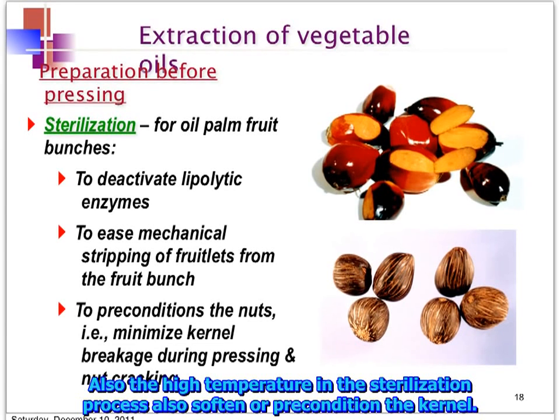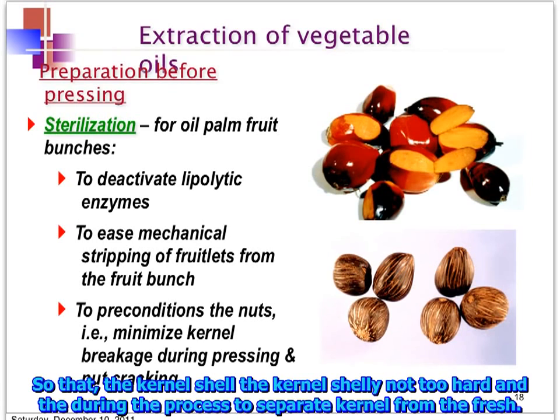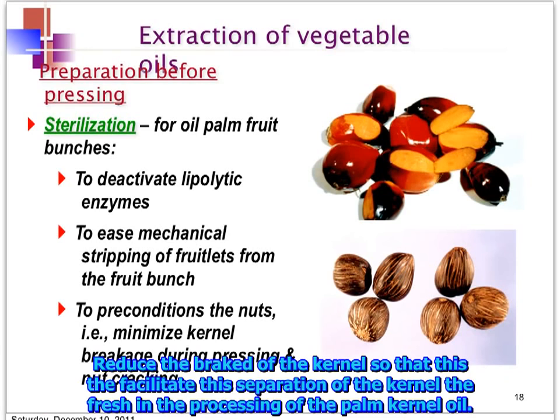Also, the high temperature in the sterilization process will soften or precondition the kernel, so that the kernel shell is not too hard. During the process to separate the kernel from the flesh, it will reduce the breakage of the kernel, so that this will facilitate the separation of the kernel from the flesh in the processing of the palm kernel oil.